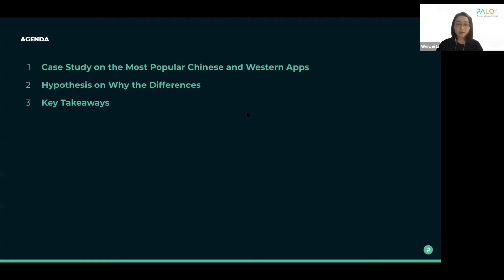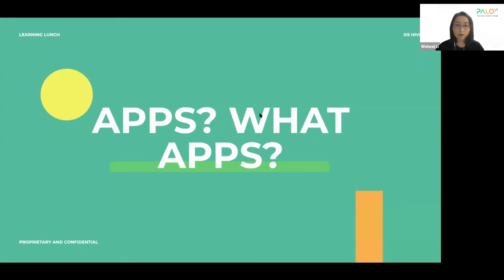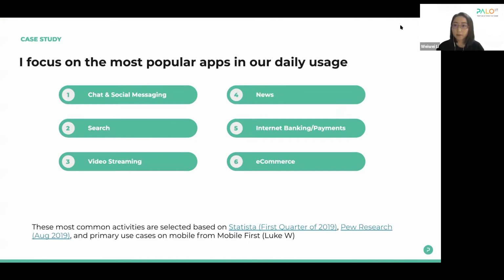So let's see what apps we're talking about. I have basically looked at the most popular apps in our daily usage, and I have done the research based on a few sources. So I bucketed the main apps into these 6 categories. You have chat and social messaging, you have search, video streaming, news, internet banking, and e-commerce. These are not in any particular order, but I guess this sums up the main activities we perform on our apps.